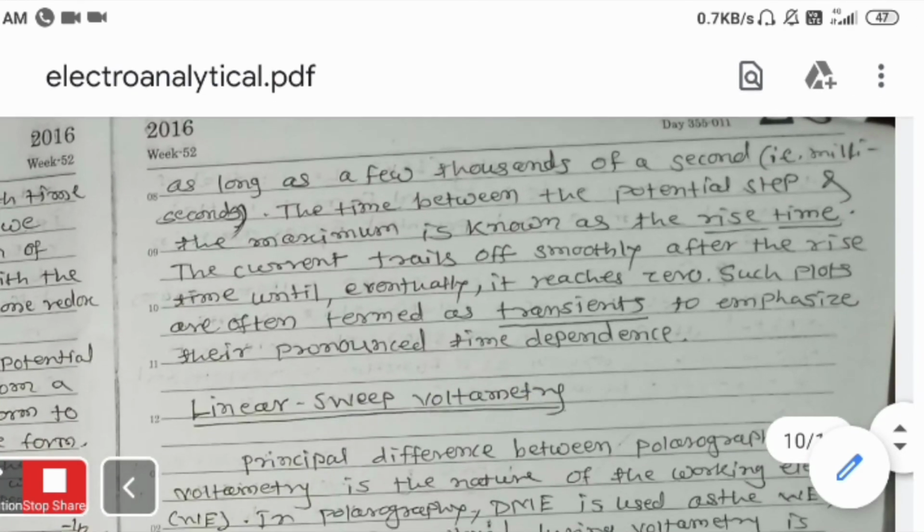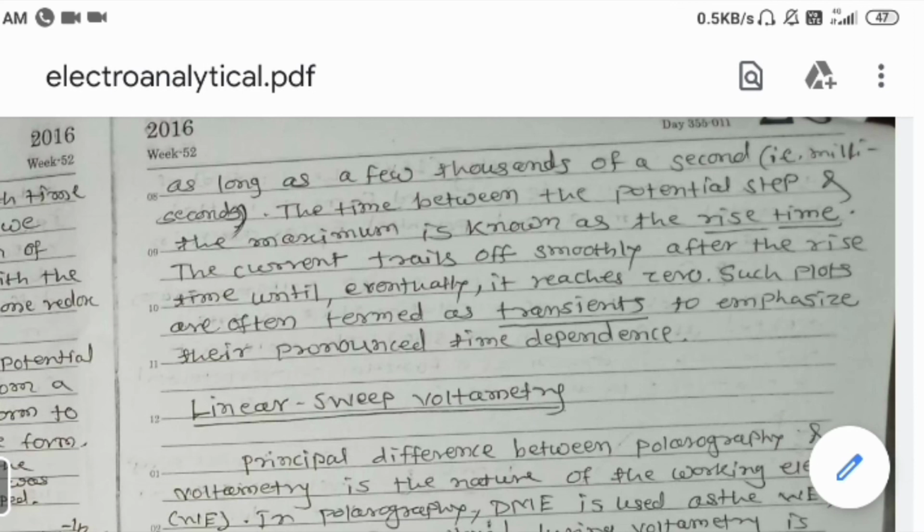The time of a few thousandths of a second, or milliseconds, between the potential step and the maximum is known as the rise time. The current trails off smoothly after the rise time and eventually reaches 0. Such a time interval is often termed the transient time interval, so as to emphasize the time dependence of the output.